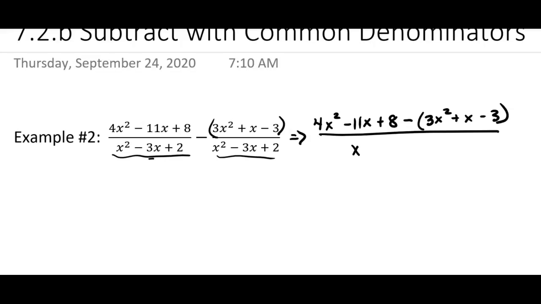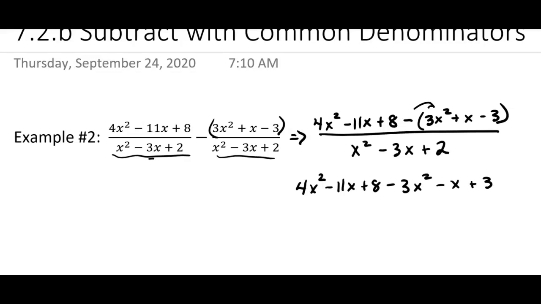The denominator is going to stay the same because it's our common denominator. So you may remember that phrase. Okay, now up in the numerator, I'm going to have to distribute that subtraction sign. So it's minus 3x squared minus x plus 3. So think of taking a -1 times each term inside the parentheses, all over x squared minus 3x plus 2.